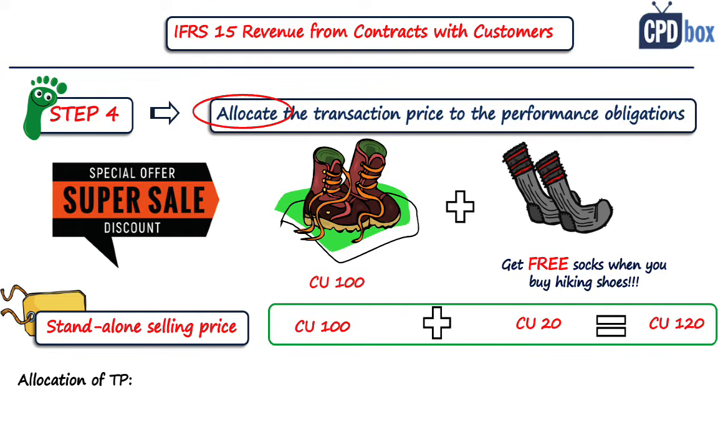So to hiking shoes, I use the fraction of the standalone selling price of shoes of 100 divided by the total standalone selling price of 120 and multiply that by the transaction price of 100.